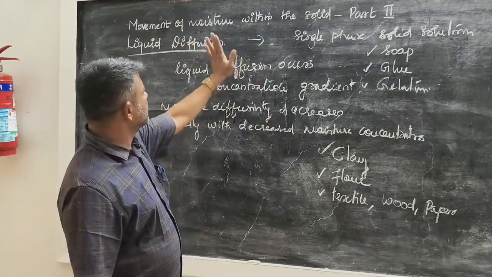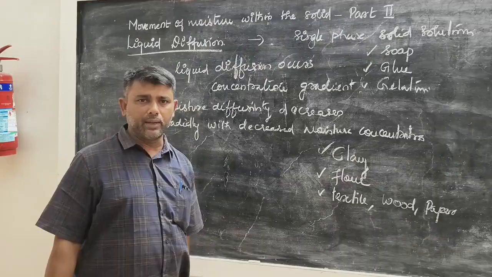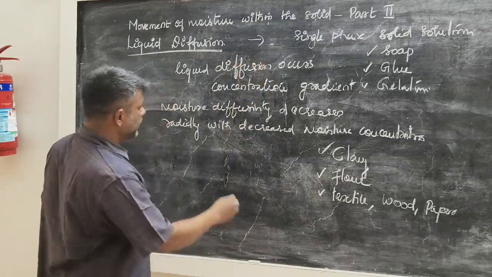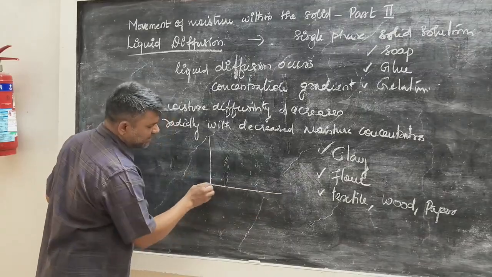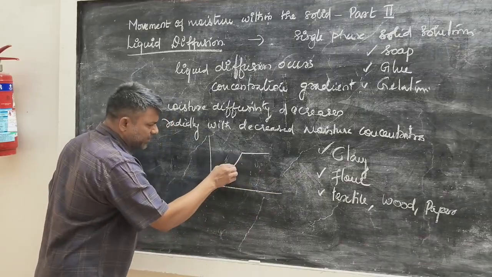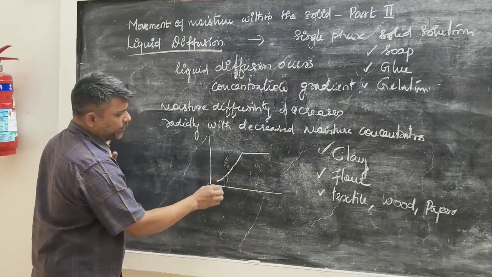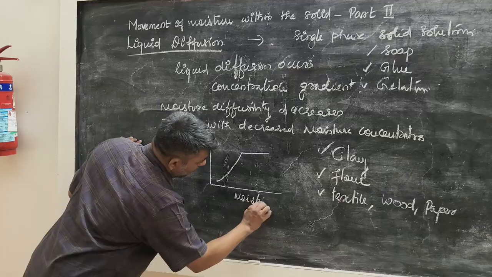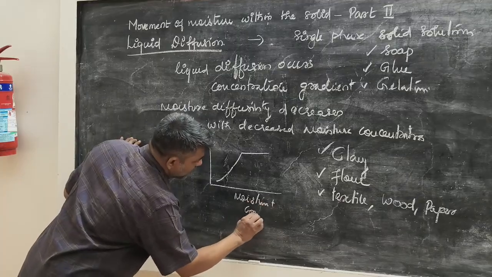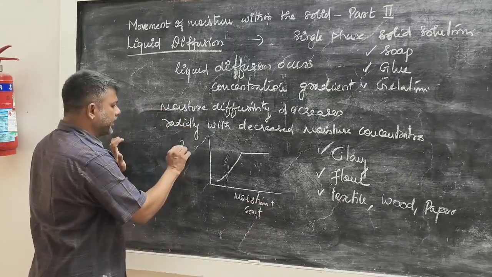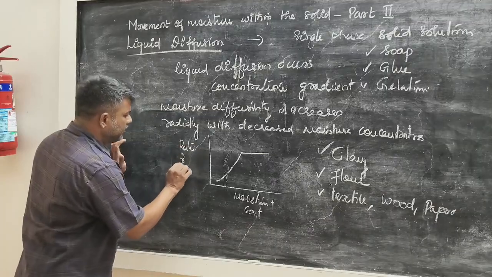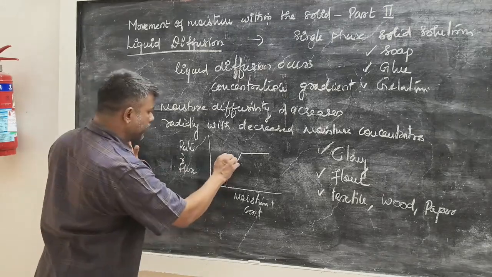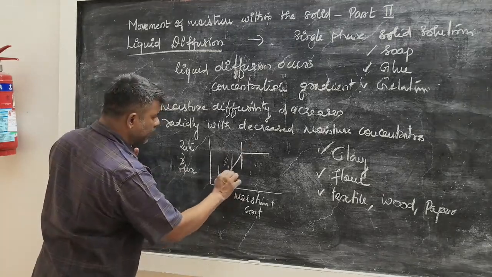Clear? This comes under the category of the first falling rate period, that means after the constant rate period in the drying rate curve. This is the constant rate period. This is the first falling rate period. This is the second falling rate period. In the x-axis, moisture content. In the y-axis, flux of drying or rate of drying.